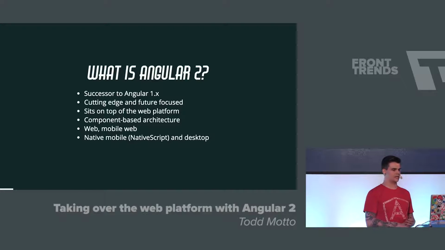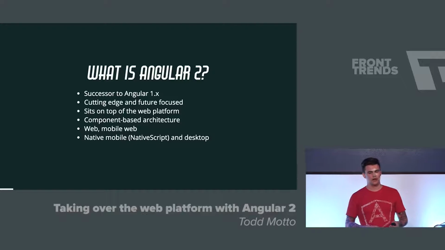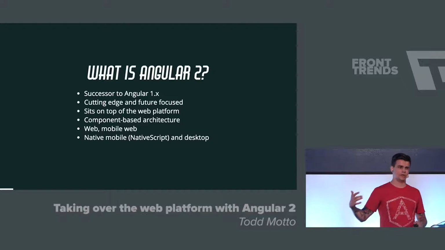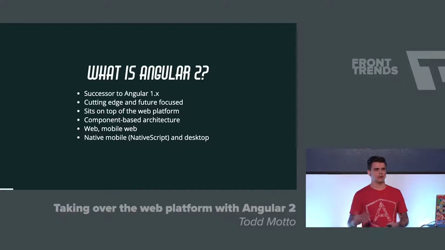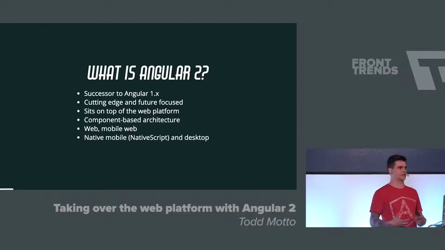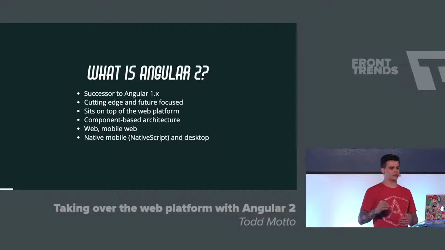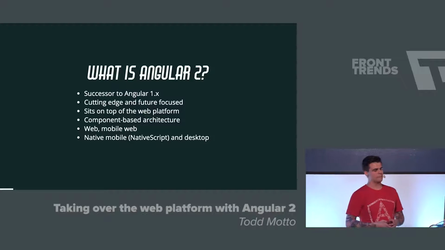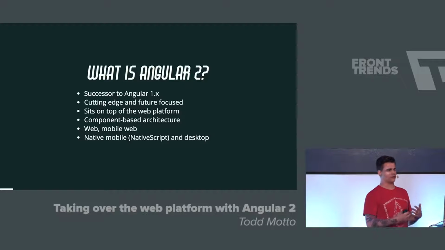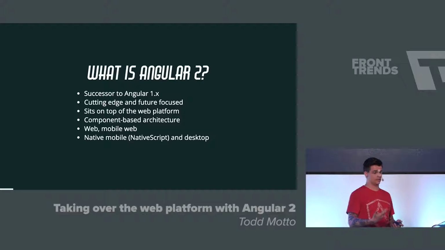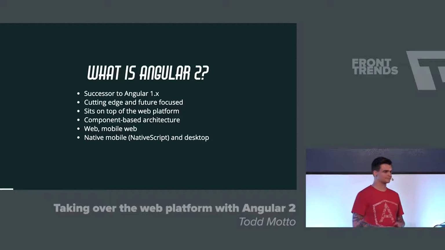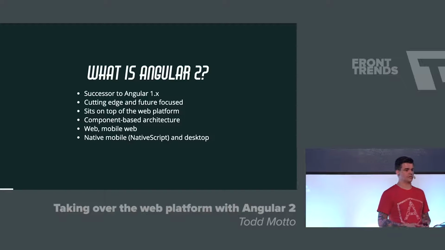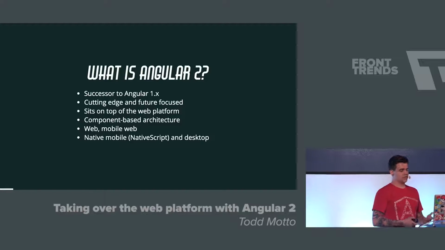So it's cutting edge. It's future focused. There's a lot of stuff that is in the browser or will be in the browser that are behind flags and all these latest tools which Angular is building ahead. So if you have looked at Angular 2 and gone, this doesn't work in any browser, that's not what Google's goal is. They're aiming ahead, much like they did with Angular 1. So it sits on top of the web platform, uses component-based architecture. And this is really interesting.